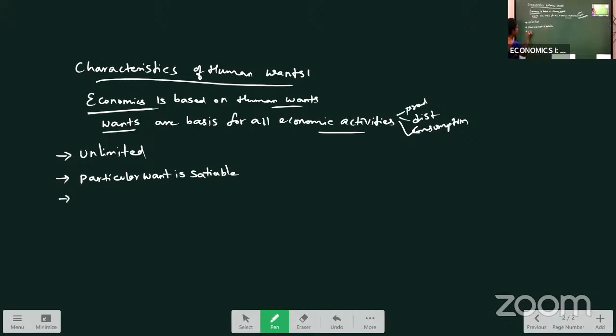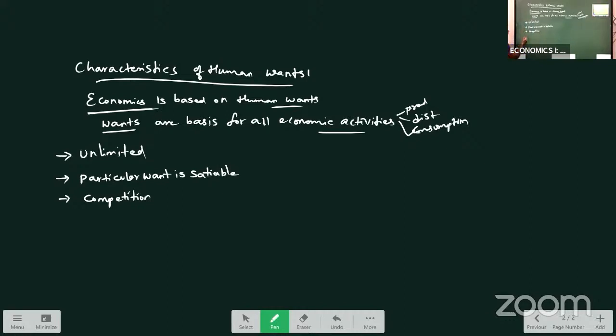Then, wants have competition. Competition means one want and another want will compete. We are having so many wants now. I want money to buy a car. I want money to buy a house, right? I want money to buy clothes. Like this, I have so many wants, but the money with me is very limited. Wants are competing. If I have money, should I first buy a car, a house, or clothes? So that way, wants are competitive in nature.